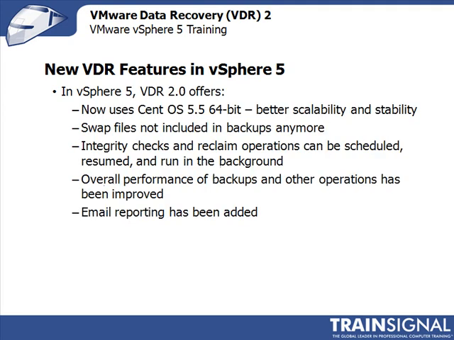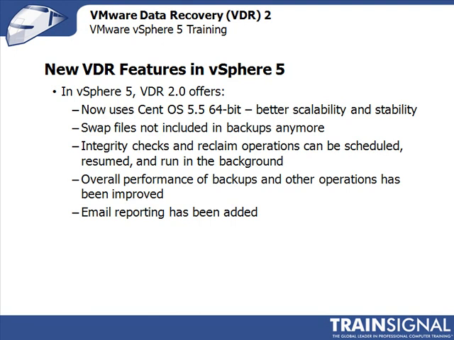Moving on to VDR version 2, new in vSphere 5, which I'll be demoing in this lesson. Now it uses CentOS 5.5, which is a 64-bit Linux-based operating system that's contained inside the virtual appliance when you deploy VDR. It provides you better scalability and better stability according to VMware. Also, swap files won't be included in your backups anymore, and this is going to save time both on backup and restore. VDR version 2 can perform integrity checks and reclaim operations on a schedule. They can also be resumed, and they can run in the background.